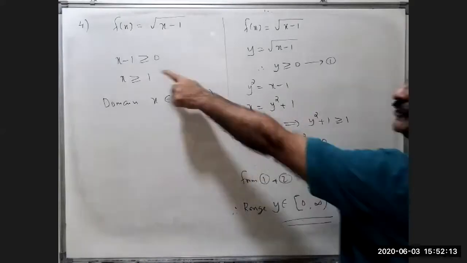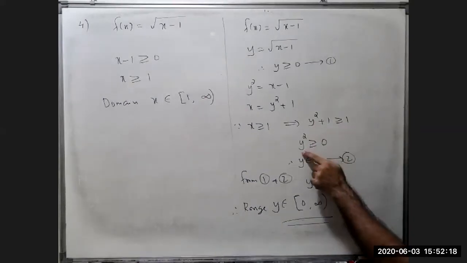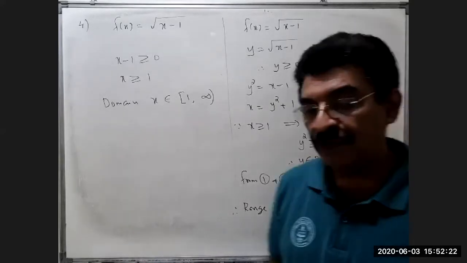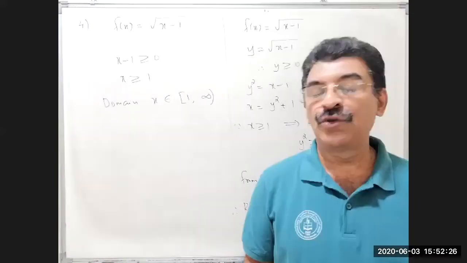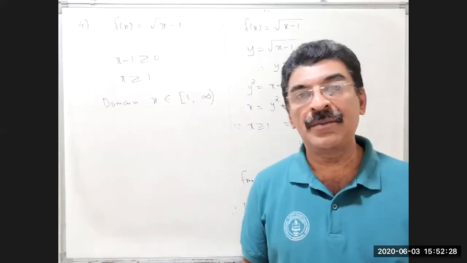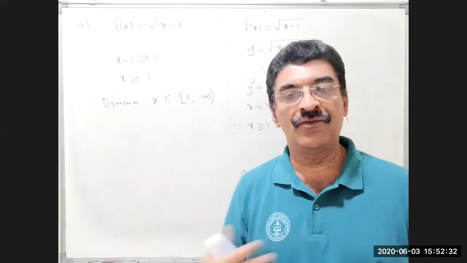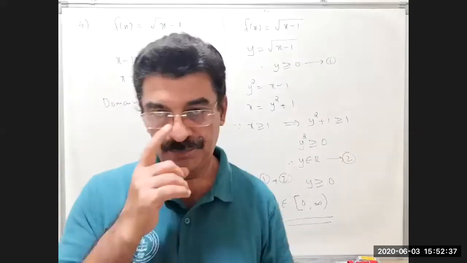That means y square plus 1 is greater than or equal to 1, because x is greater than or equal to 1. If y square plus 1 is greater than or equal to 1, then y square is greater than or equal to 0. The square of a number is greater than or equal to 0 means that number can be any number, even 0, positive, negative, fraction, whatever it may be. That is all real numbers.